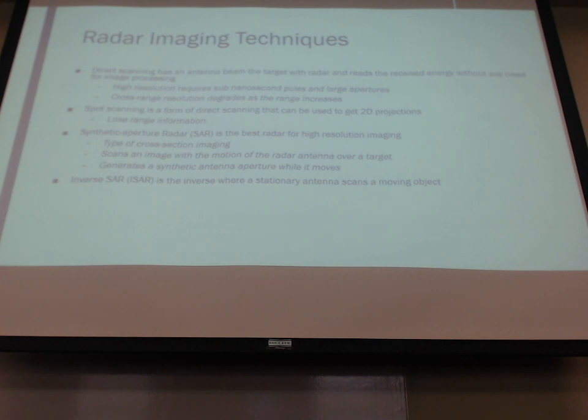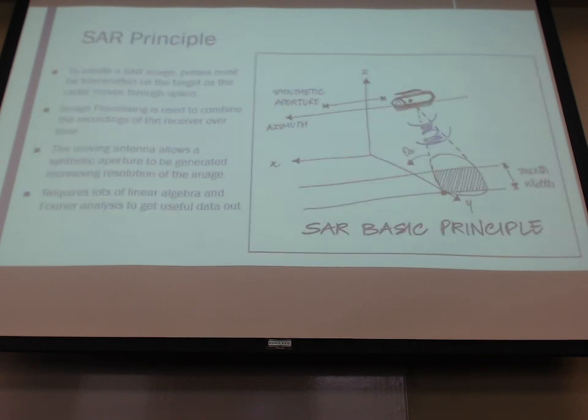It generates a synthetic aperture, so now the distance that you've traveled becomes the size of your aperture. So if you needed a huge 10-foot antenna, you can now do it with a 1-foot antenna over time, essentially. And then inverse SAR, ISAR, is just the inverse, where instead of the antenna moving, you have a stationary antenna and you scan an object that's moving. They're both used for different things. ISAR is very useful for target identification.